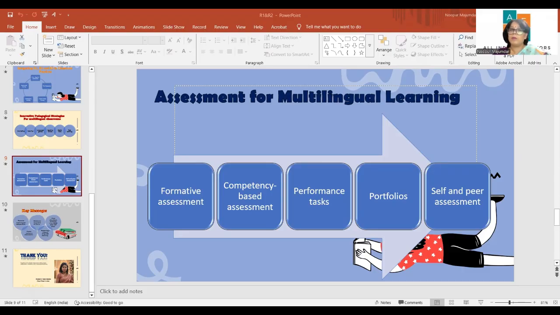Now, moving ahead, portfolios. It's a document that shows the learner's growth over time, and it may include creative writing, reading reflection of our children, projects, poems, and recordings. It can include vocabulary journals also and self-reflection, right? So rather than judging a child based on one examination, throughout the year we can assess our children. We will get to know our children in a better manner.